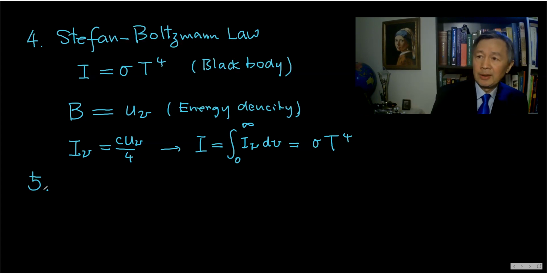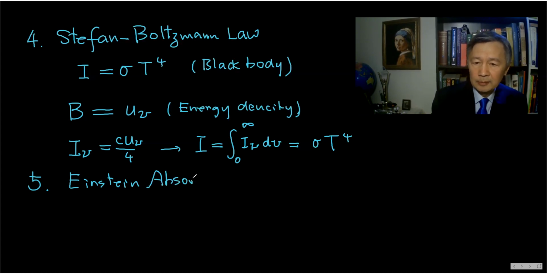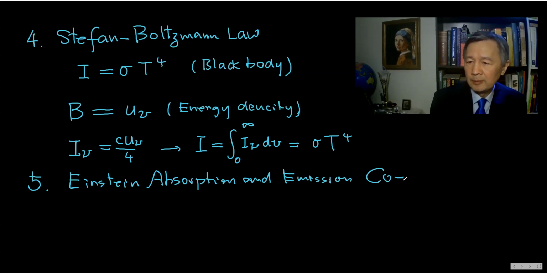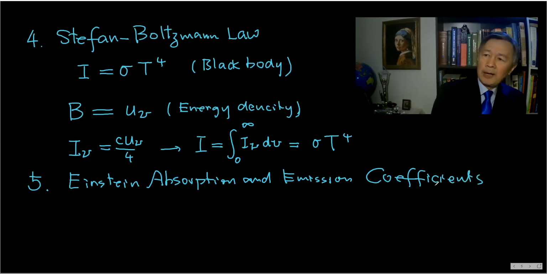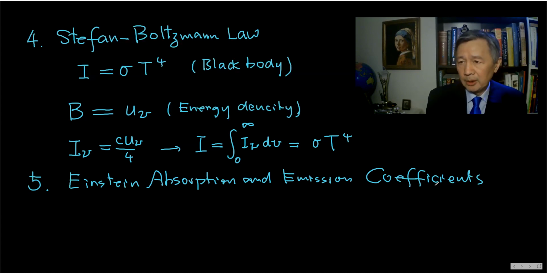The next equation is due to Albert Einstein. It's called the Einstein absorption and emission coefficients. After Max Planck put forth his theory on blackbody radiation, nobody paid much attention except Einstein.